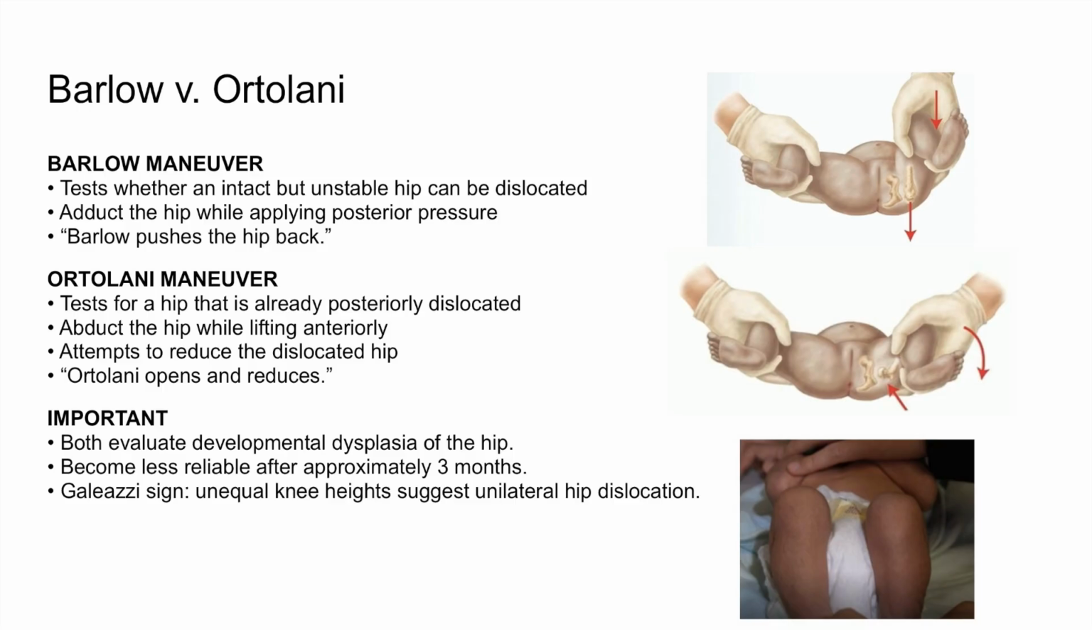Breech presentation, family history, and abnormal examination increase risk. Ultrasound is used selectively in younger infants, while radiographs become more useful after femoral head ossification begins.